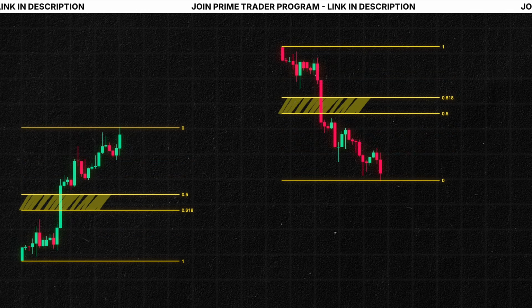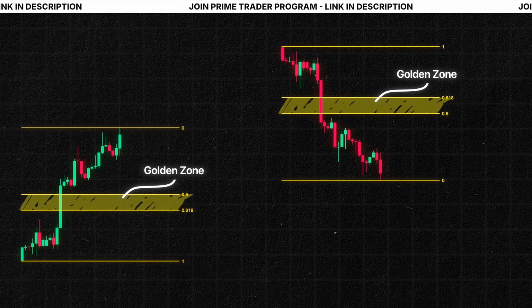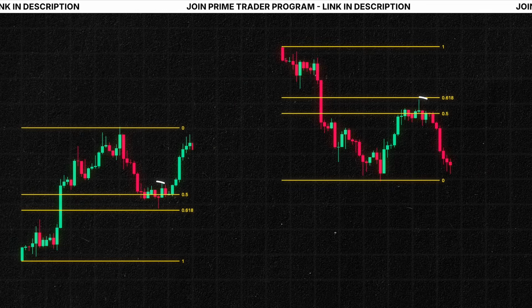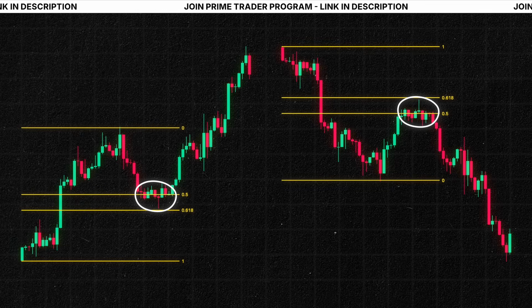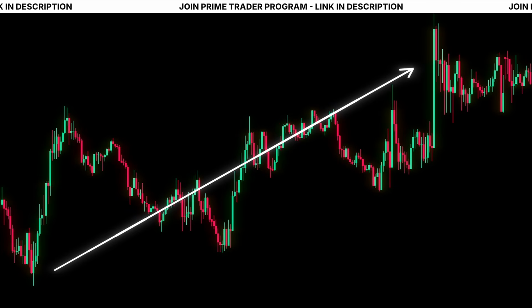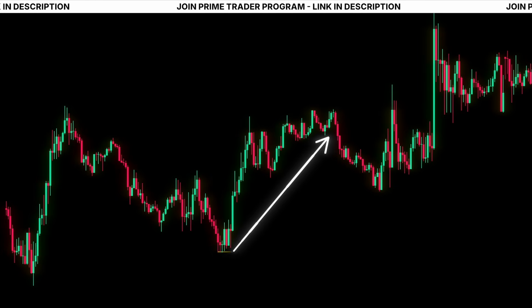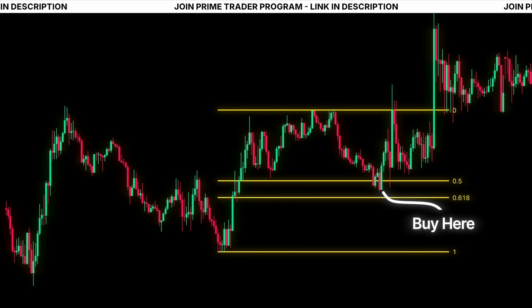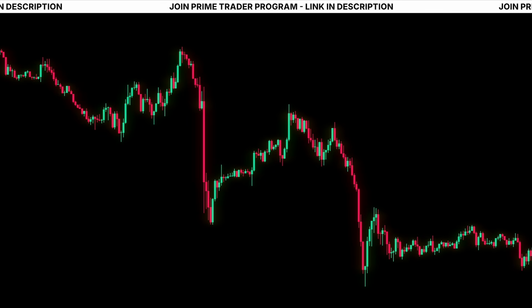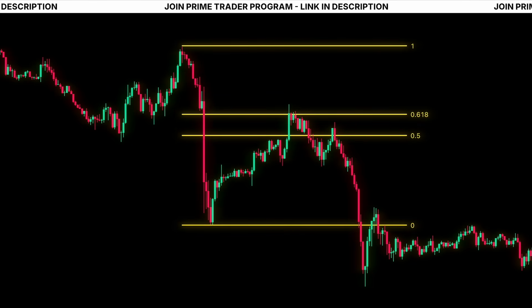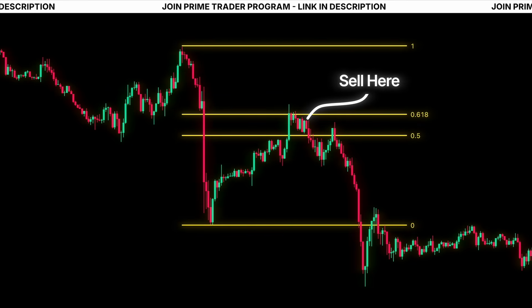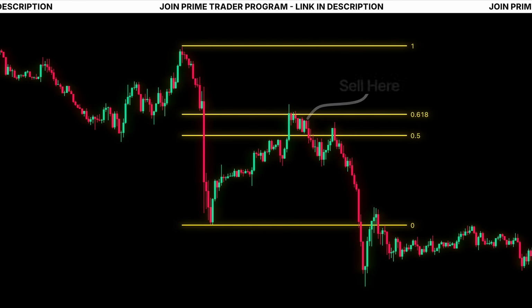The area between these two levels is known as the golden zone. Majority of pullbacks end at this point, so it's the area where we should try to catch the next move. In an uptrend, we plot the retracement on an up move, and the golden zone becomes an area to look for buying opportunities. Similarly, in a downtrend, we plot the retracement on a down move, and the golden zone becomes an area to look for selling opportunities.